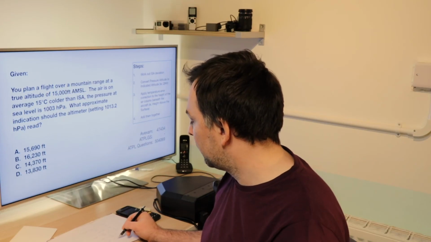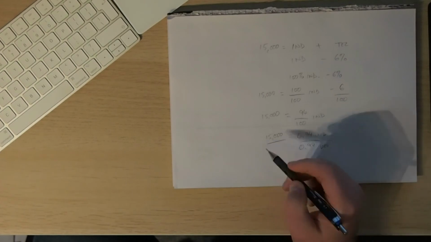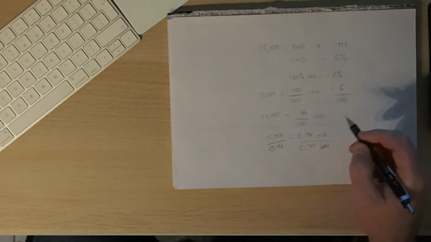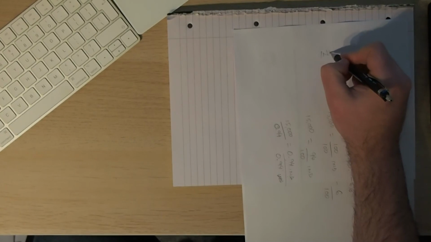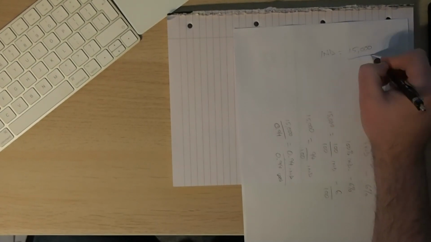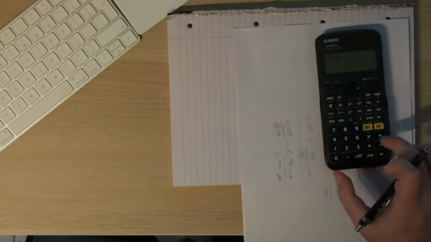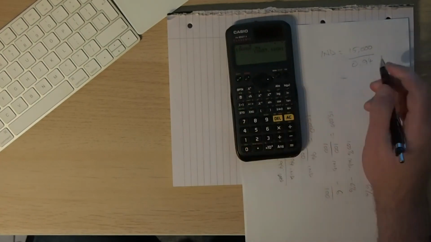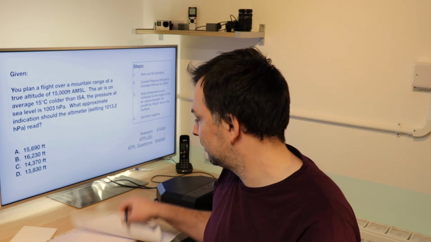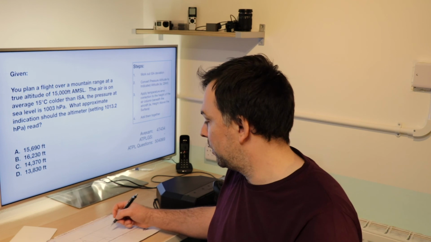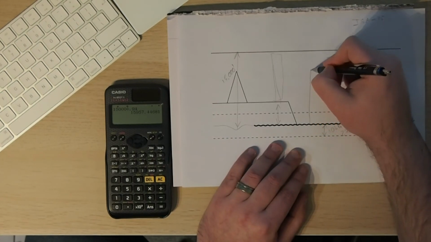So to get rid of that, we can divide this side by 0.94, and if we do it to one side, we've got to do it to the other side. And so what we come out with is that our indicated altitude is 15,000 feet over 0.94. And if you plug that into the calculator, you end up with 15,957. Okay. So our indicated altitude is going to be 15,957.